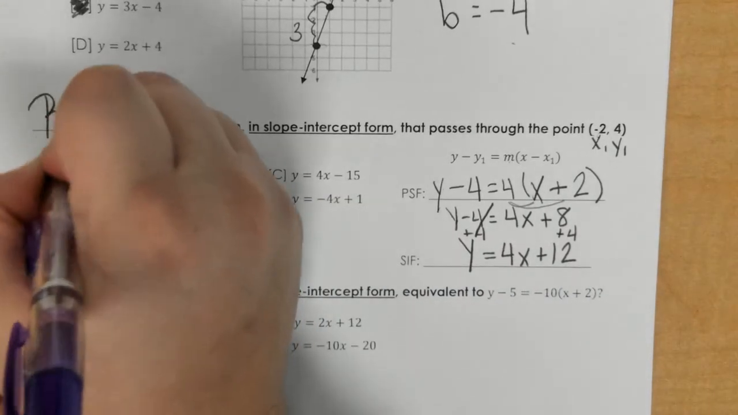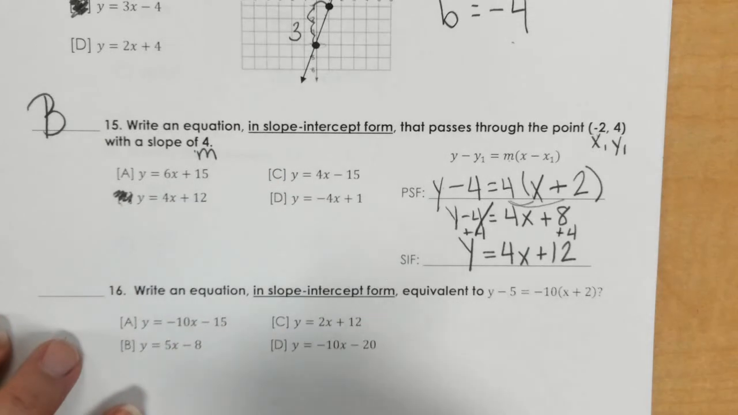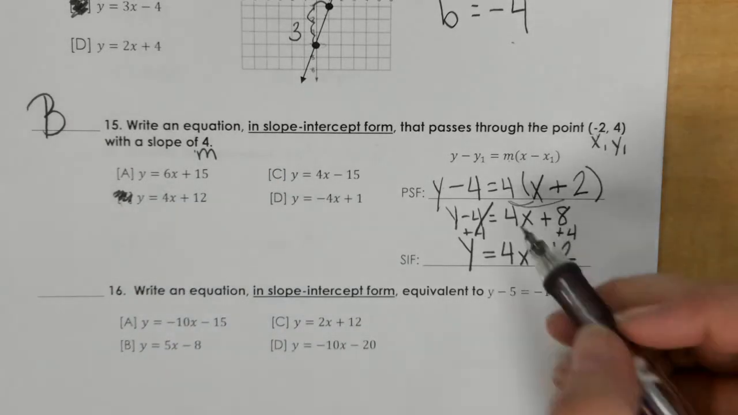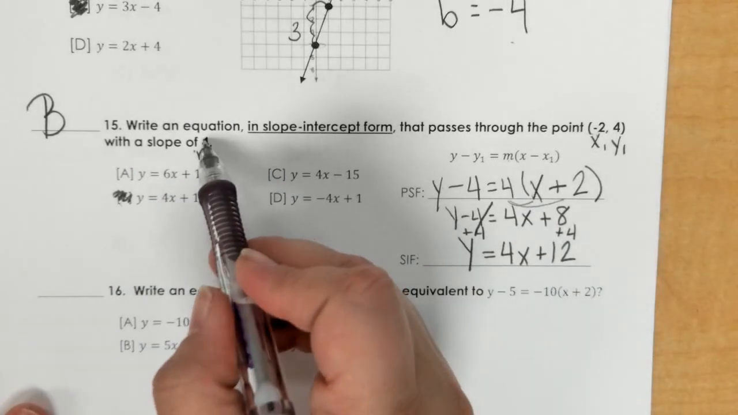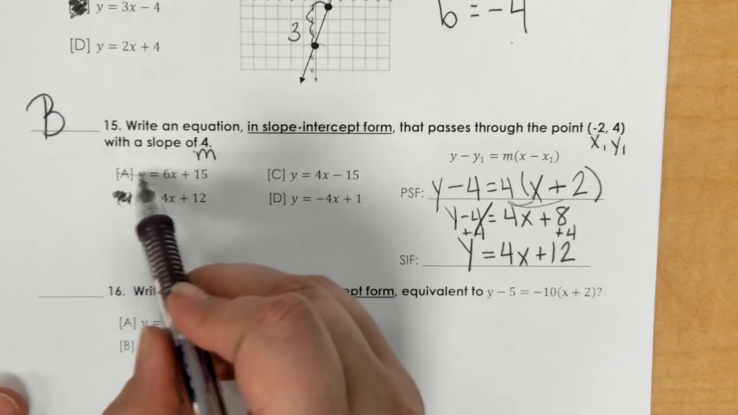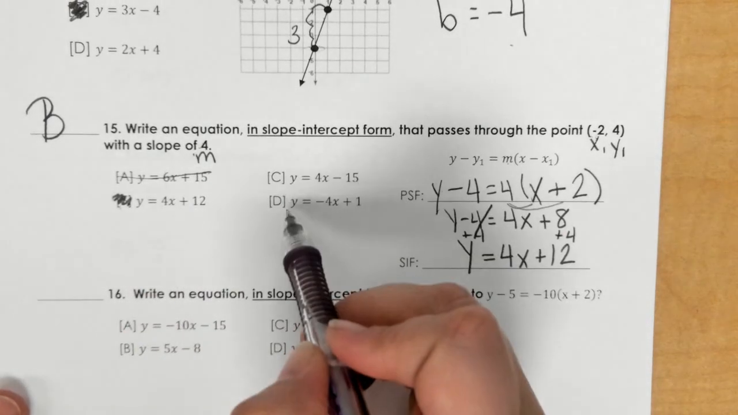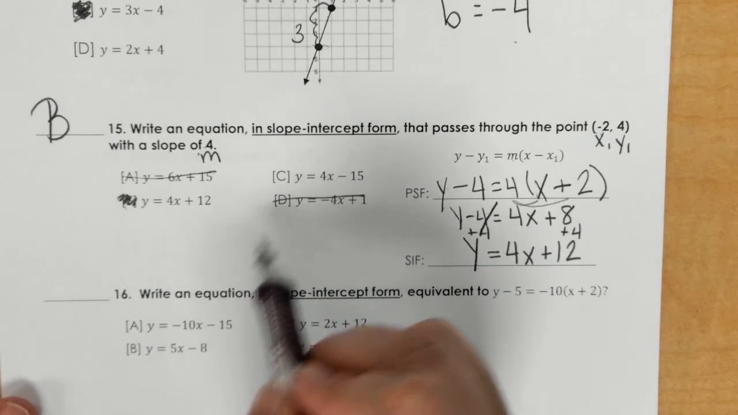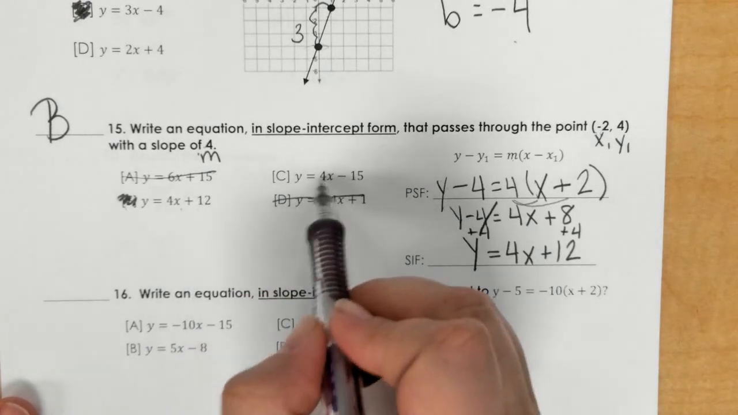So my answer is letter B. But also, if I look at this, my slope is 4. That's what's given to me, slope is 4. So I know it can't be this one because slope is 6. And it can't be this one because slope is negative 4. It has to be a positive 4. Okay.